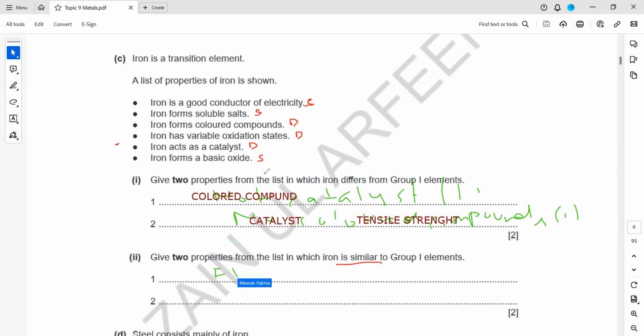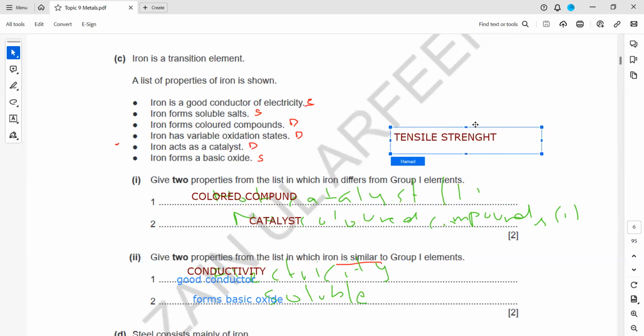Tensile strength is not given here. As you can see, the property tensile strength is not given, so you cannot mention that, because the question said you have to use the list. Give 2 properties from the list. Tensile strength is not from the list. That's why you're not supposed to write anything outside the list. Conductivity is the same. Form basic oxide is the same. Form soluble salt is also the same.